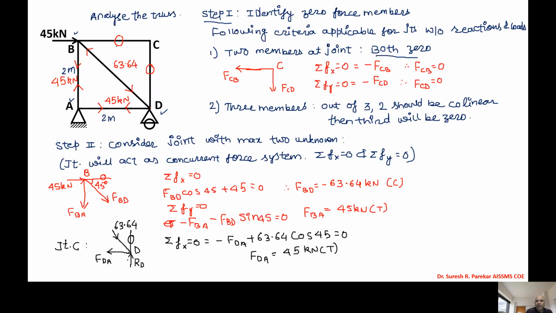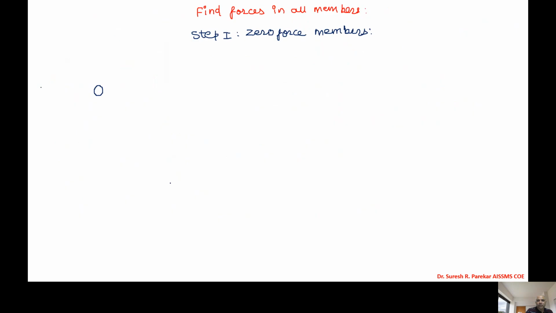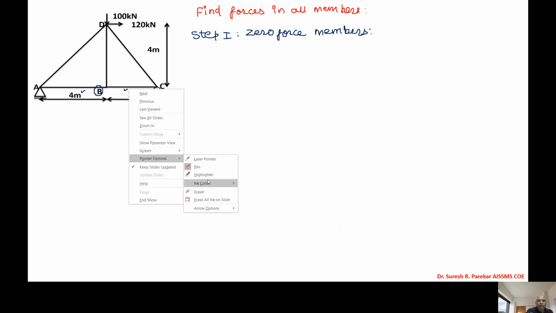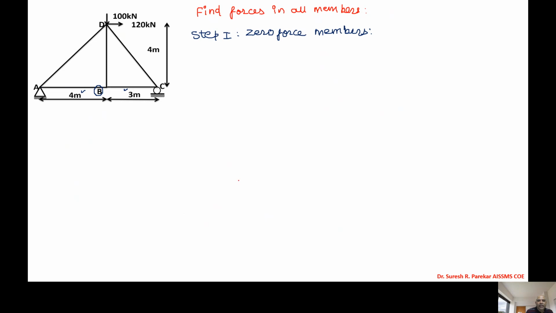Next, if we have three members, we have BD, BA and BC. Out of these, we have two collinear, yes, we have two collinear. So what will be the force in BD? Automatically we have force in member BD, and that force is equal to 0.